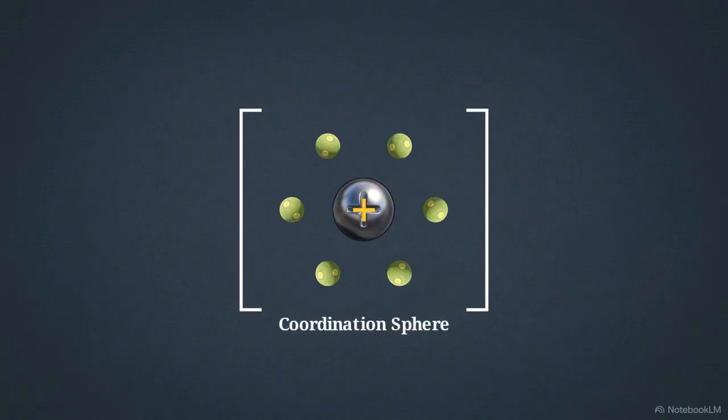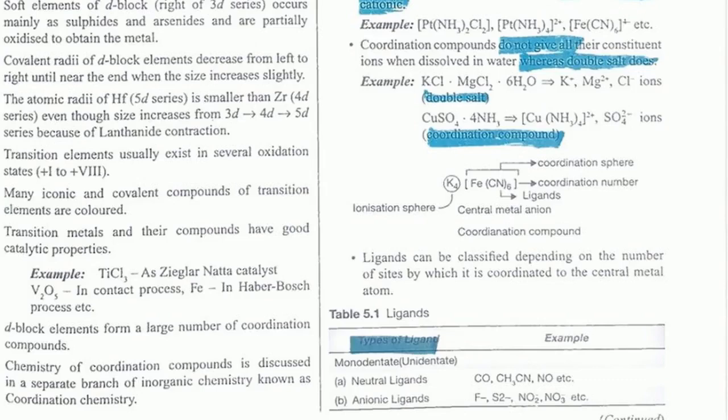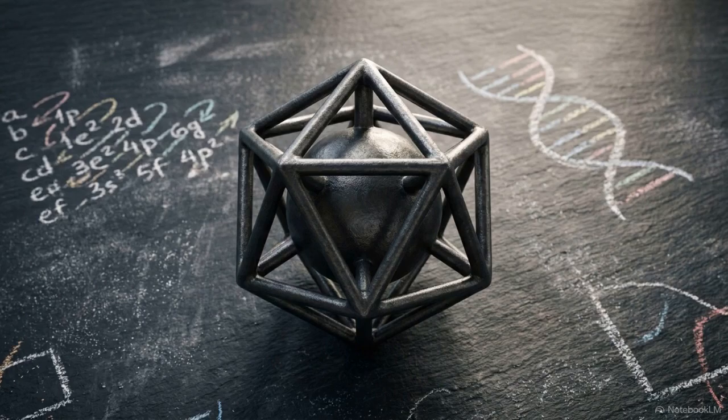Together, they establish two distinct boundaries: a rigid inner coordination sphere, where the primary architecture lives, and an outer ionization sphere that loosely holds balancing ions. This breakdown of copper sulfate tetraamine illustrates how we notate these zones. The metal and bonded ligands are tightly grouped inside square brackets. In water, outer sulfate ions break away entirely, but the inner coordination sphere remains locked together as an unbreakable block. A true coordination compound is defined entirely by this rigid, non-dissociable inner architecture.